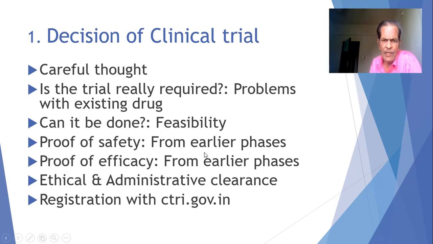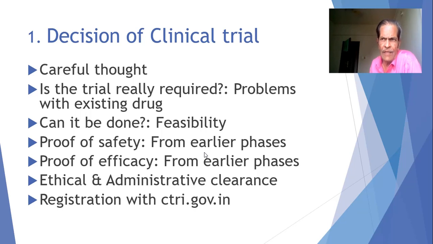Then there has to be some proof of the safety of the drug, and this could be from the animal studies, or this could be from the earlier phases of the clinical trial. The clinical trial involves 4 phases apart from phase 0, which is in vitro studies.